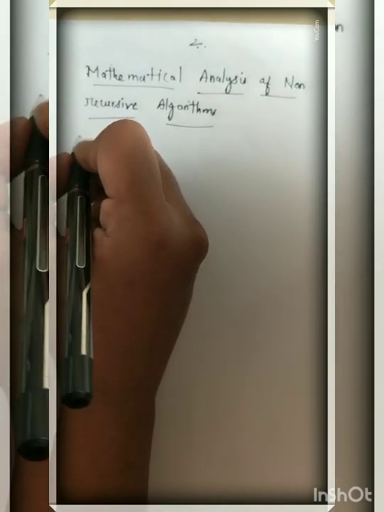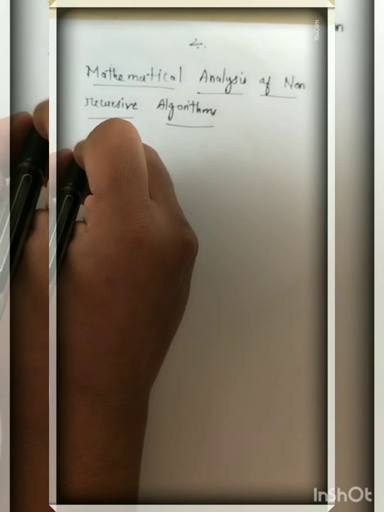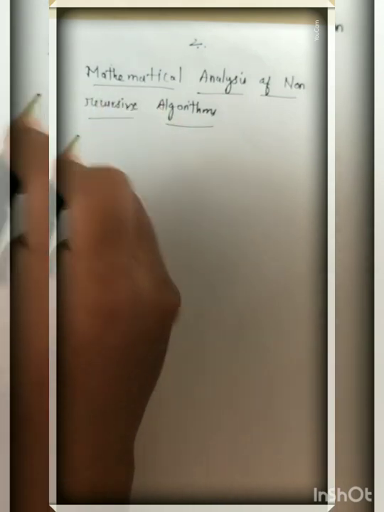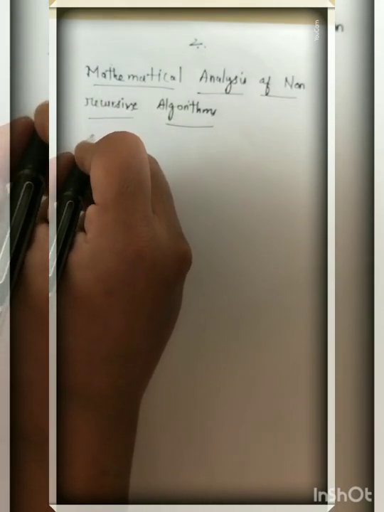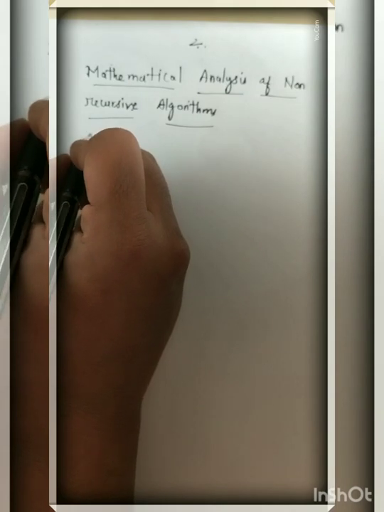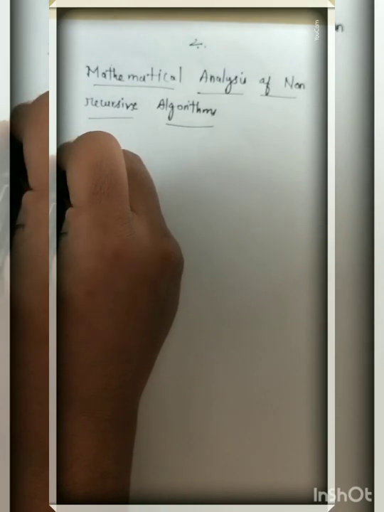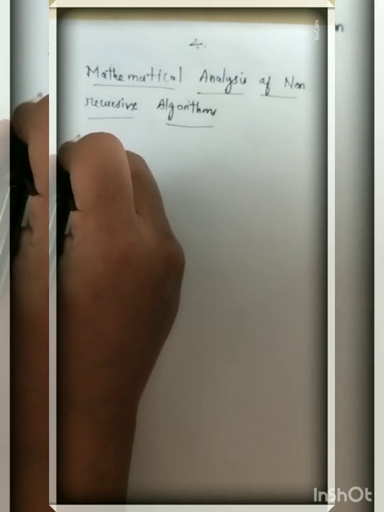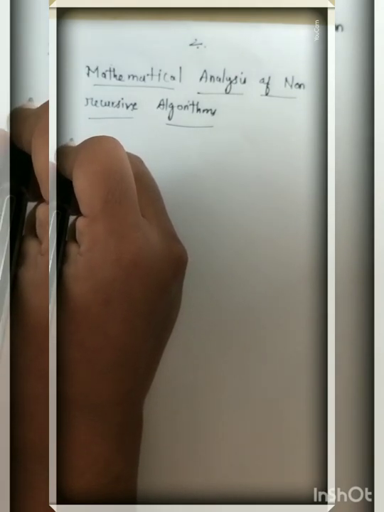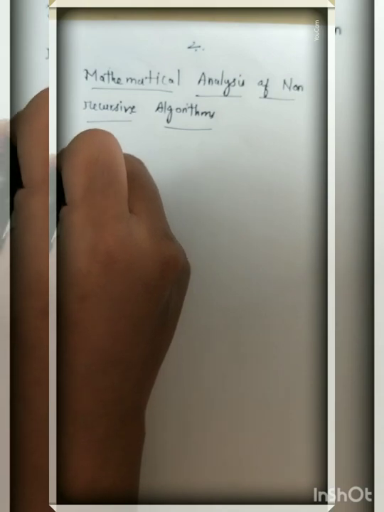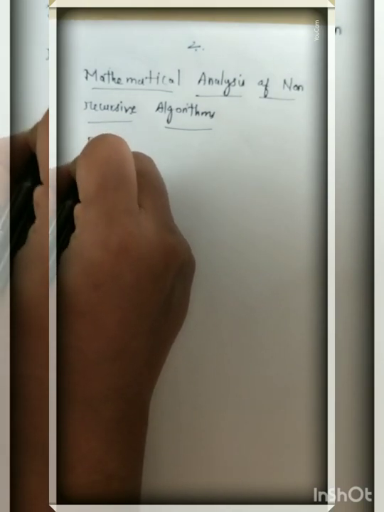So good morning all. I welcome you all for this next lecture session on mathematical analysis of non-recursive algorithms. In the previous lecture we discussed two examples on mathematical analysis of non-recursive algorithms. Example 1 was finding the largest element in a given list, and the second one was finding uniqueness of elements in a given array. In continuation with that I am going to explain example 3.